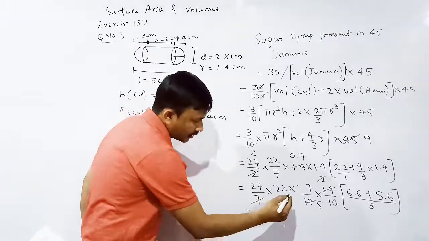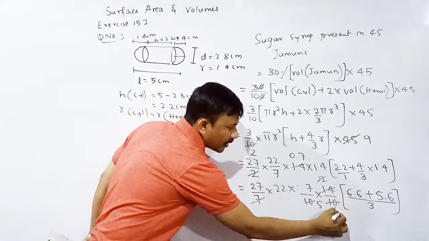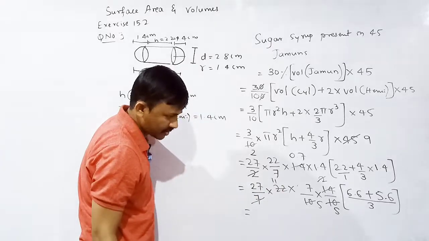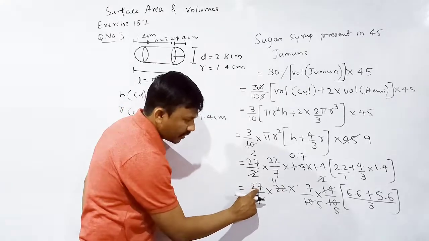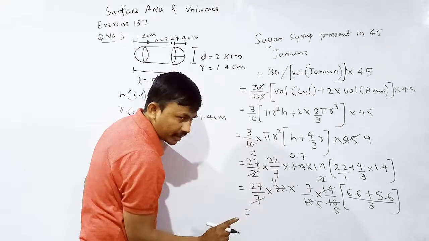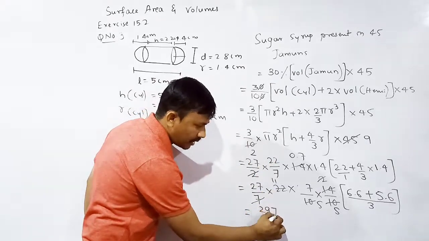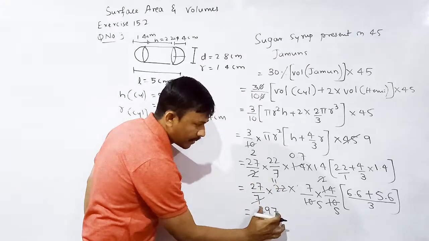Wait, one more cut. 2 5s are 10, 2 11s are 22. Correct? Okay. 27 10s are 270, 27 11s are 297. How much? 297. Multiply these two.